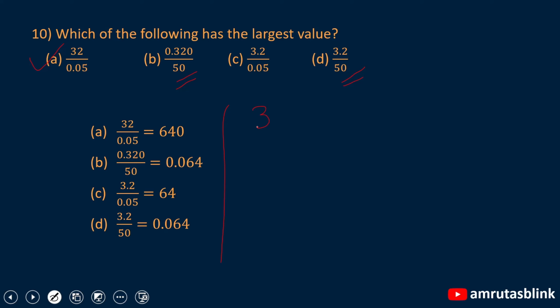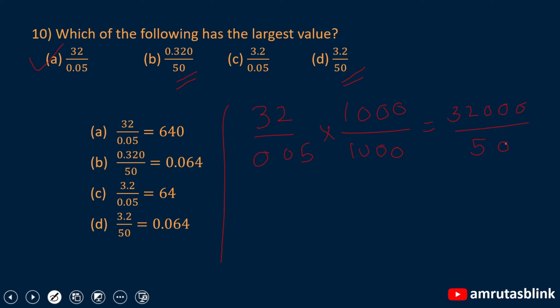Now 32 upon 0.05, I am talking about option A. Now in order to make this 0.05 into 50, by how much do you need to multiply? If you multiply 0.05 by 100, you will get the denominator as 5, but you need to make it 50. So we will multiply the numerator and denominator by 1000. So we will have 32,000 upon 50. So for option A, it is 32,000 divided by 50.